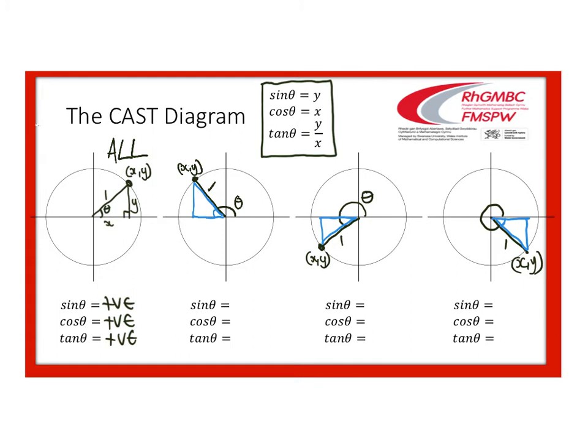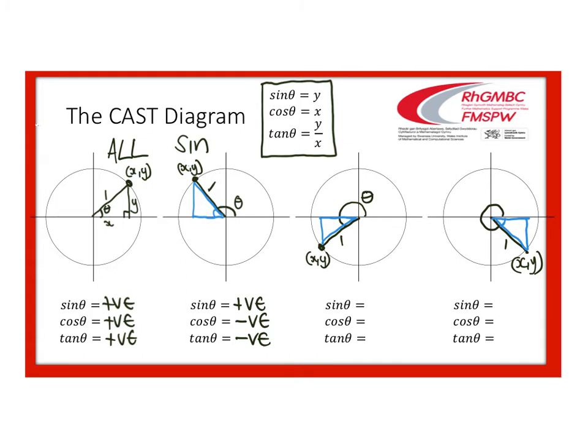If we move to the second quadrant, we would get a positive value for y. However, because we're to the left of the y-axis, we would get a negative value for cos. And that means when I do sine divided by cos to get tan, I get a negative answer. And now you can see that the only trigonometric ratio that's positive in the second quadrant is sine. We can just go through all 4 quadrants.